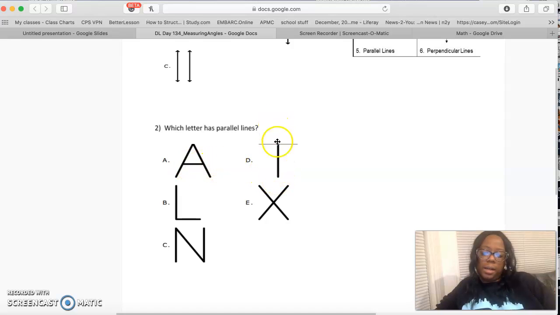Now a T would not be a good candidate either because they're going to intersect. Neither will an X, they intersect. So which letter has parallel lines? If I look at the L, they're going to intersect, but these two lines going up and down on the letter N, they are definitely parallel lines, so our answer would be C.